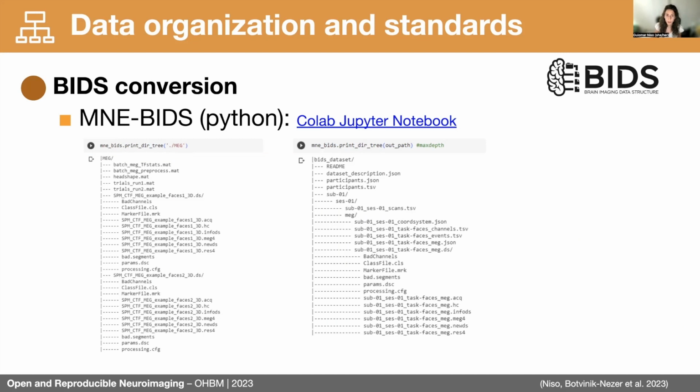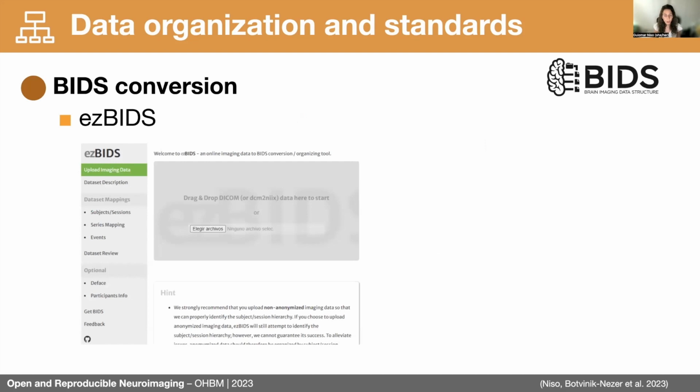In the course, I will also guide you through a Python notebook to convert some MEG data into BIDS using MNE-BIDS, which is a Python tool developed by the MNE team. And we will also play a bit with the EEG BIDS, which is just a tool to convert your MRI data into BIDS just using the interface.